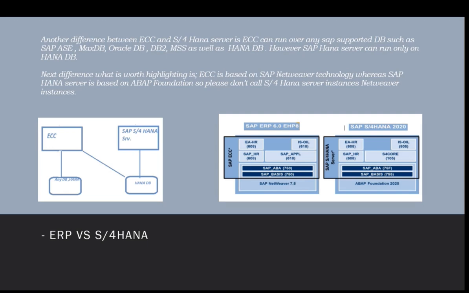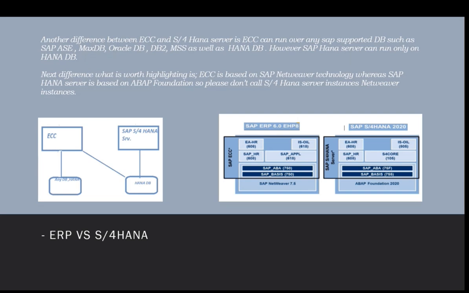HANA database is an in-memory database, and in other databases we access data sequentially, sequence by sequence. But in S4HANA we can access directly whichever column or row we want. Okay, thank you so much. A good response, and it's correct that it is an in-memory database, and that is why the HANA database is said to be lightning fast.